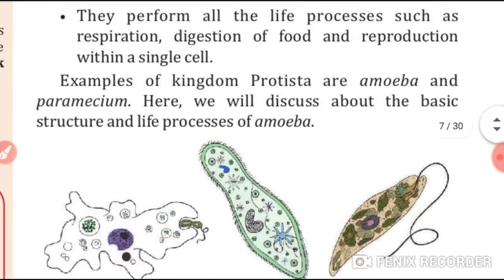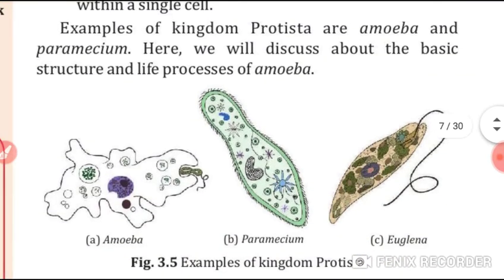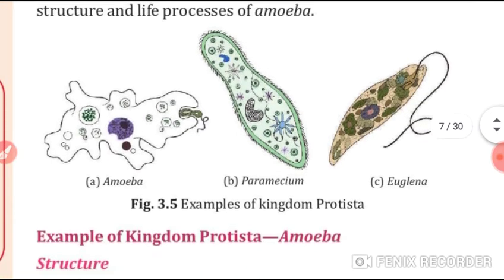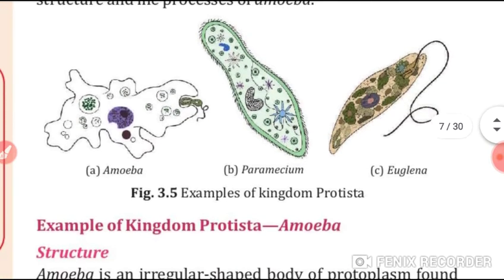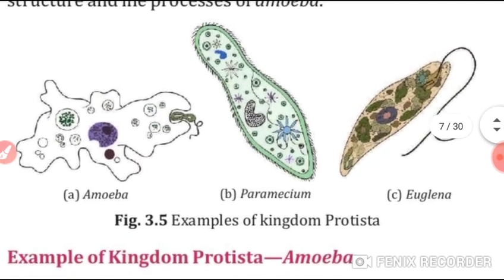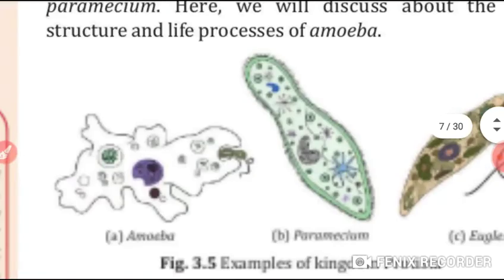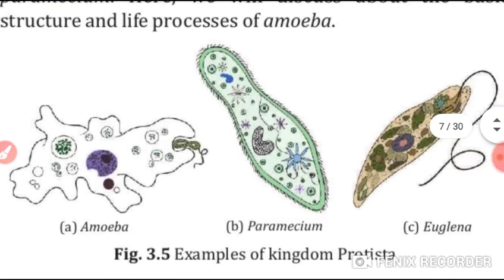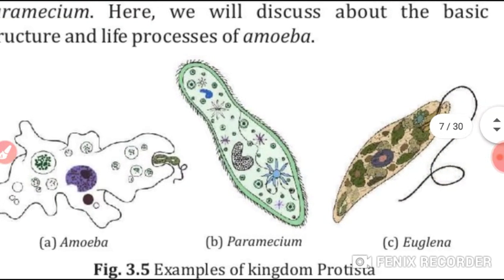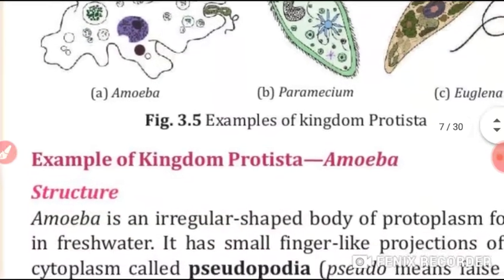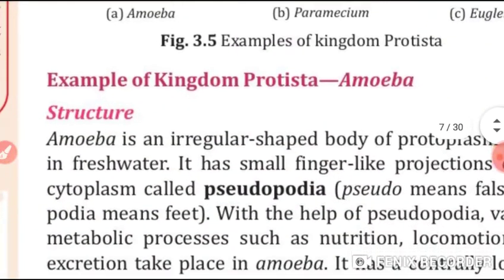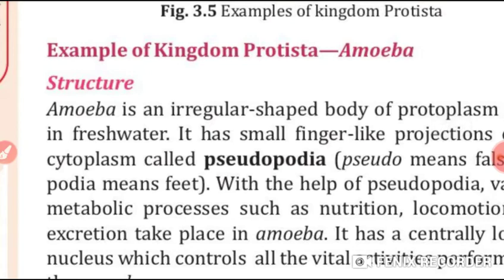What are the examples of kingdom Protista? Amoeba and Paramecium. Here we will study some basic structures and processes of amoeba. Students, just have a look at these examples. Amoeba is this, Paramecium, and this is Euglena. Clear? We will study here about amoeba.